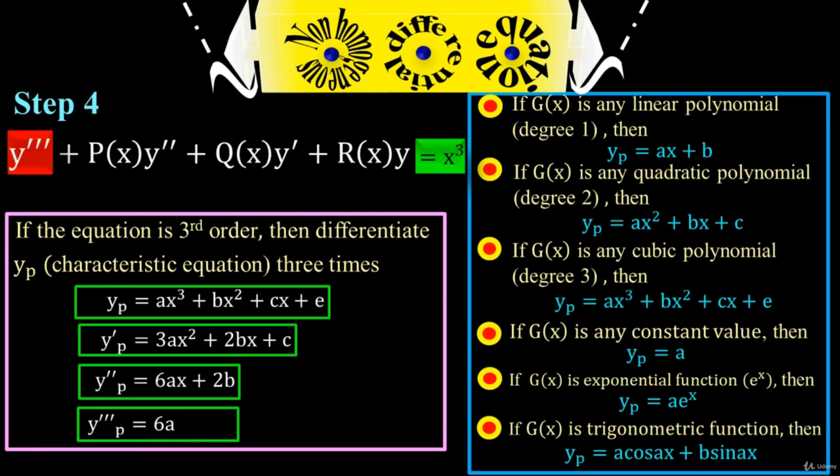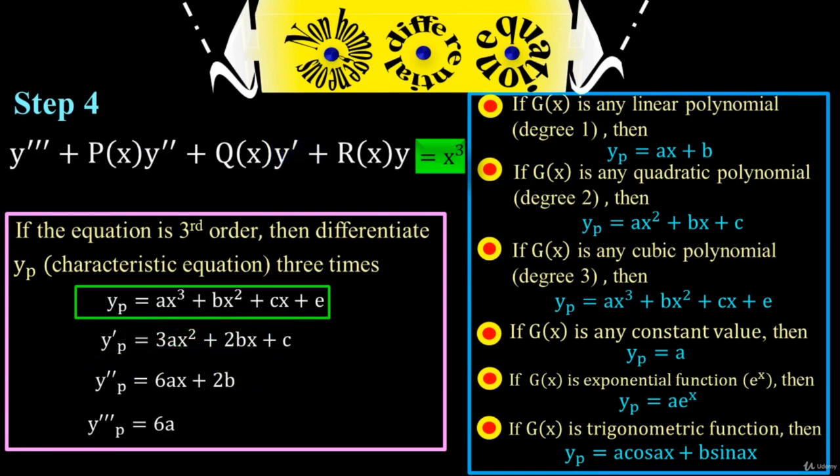Substitute 6a for the y triple prime and 6ax plus 2b for the y double prime, 3ax squared plus 2bx plus c for y prime, and ax cubed plus bx squared plus cx plus e for y.